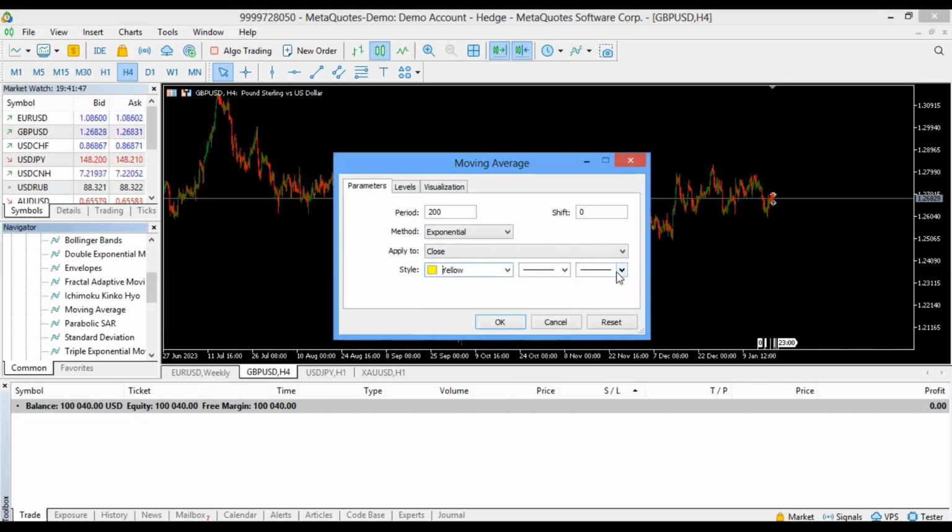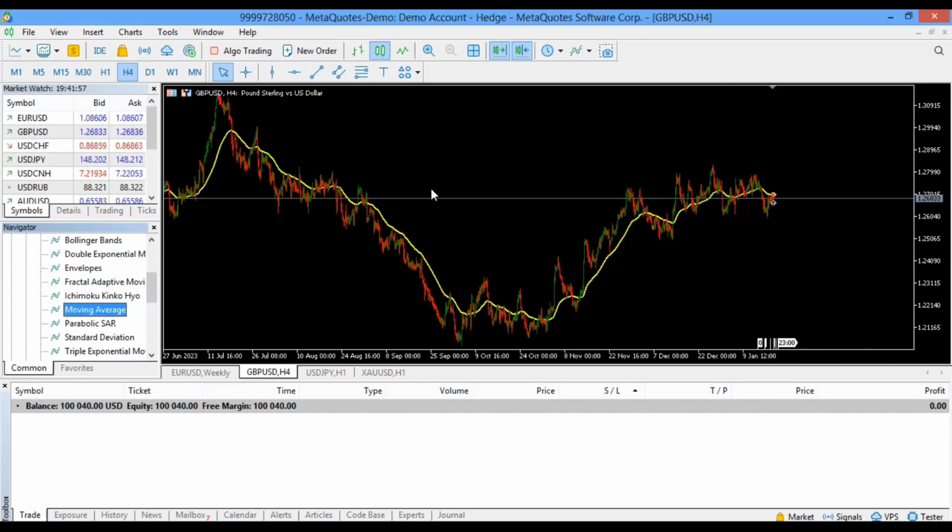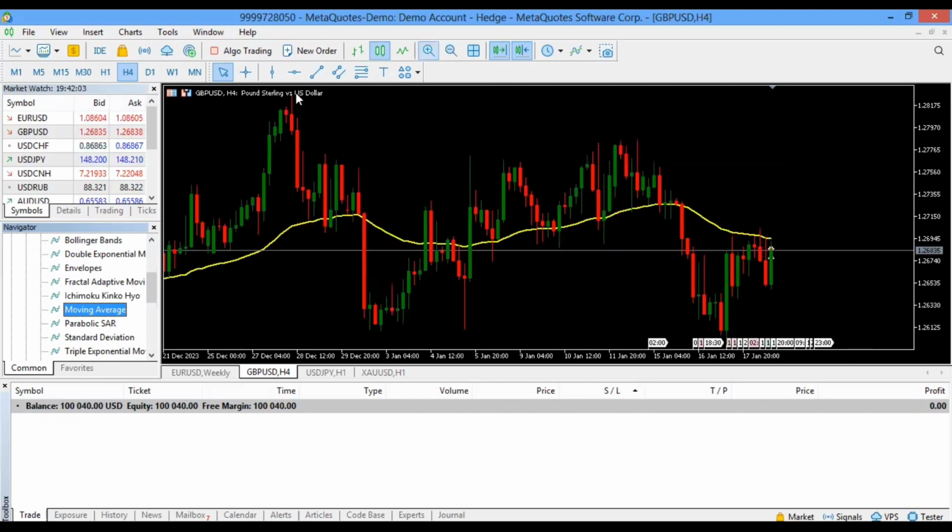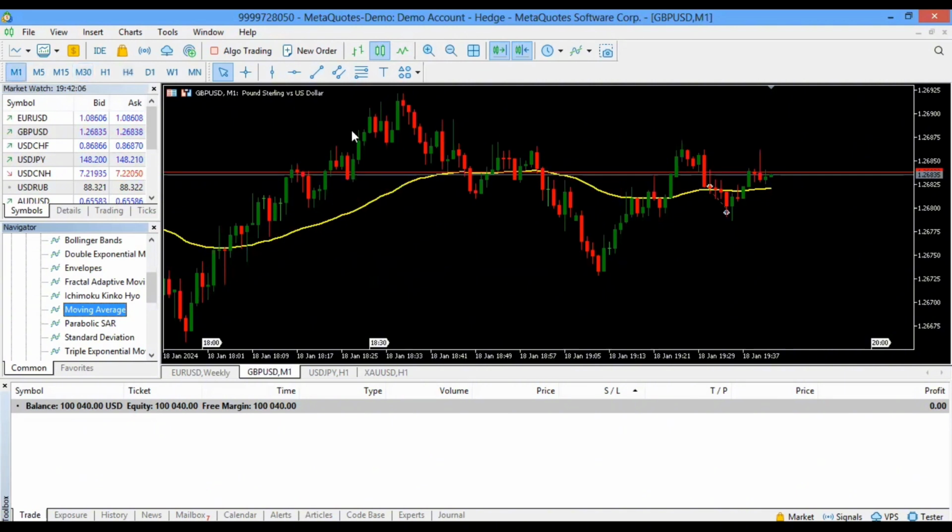We've used the red before. Let me change it to yellow. Of course, let me still increase this period. So 200, let's use 50. Okay, so this is the H4 chart. So how do we trade the moving average? Okay, now I spoke about candlesticks. Let's go to the M1.